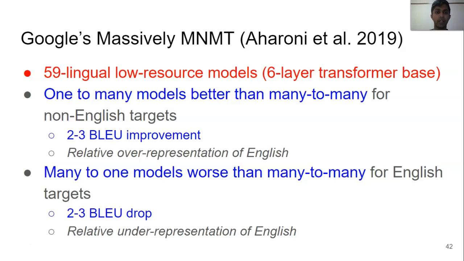On the other hand, many-to-one models were worse than many-to-many models for English targets because of the relative underrepresentation of English. In other words, many-to-many models are better for translation into English, but not as good for translation out of English.